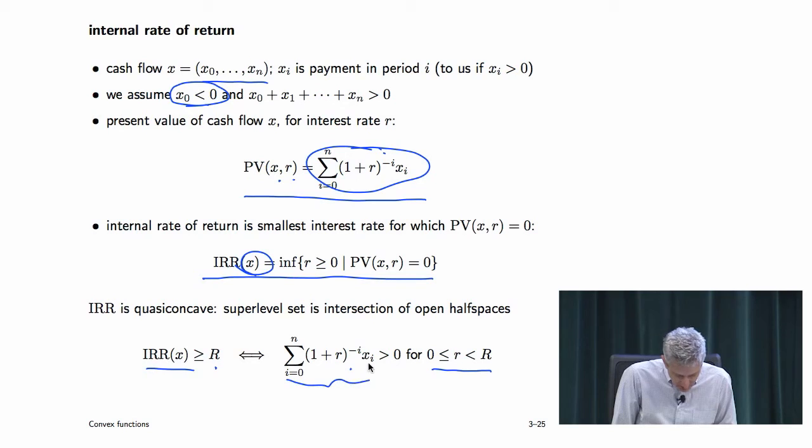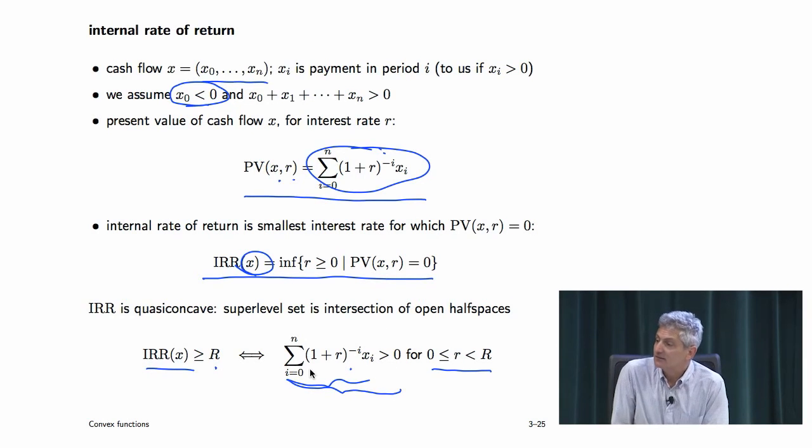This, as a function of x, what is that actually geometrically? This inequality for a fixed value of R, what does that look like in cash flow space? It's a polyhedron? I agree, but it's much simpler. What is it? Half space. Yeah, it's an open half space.